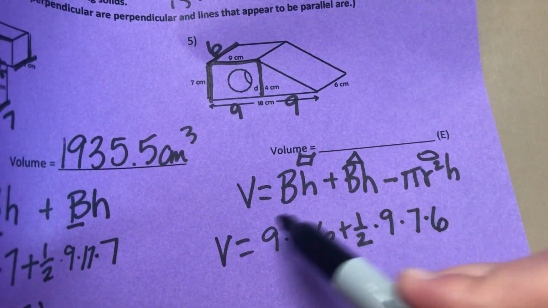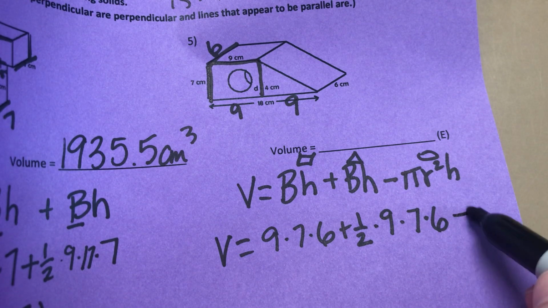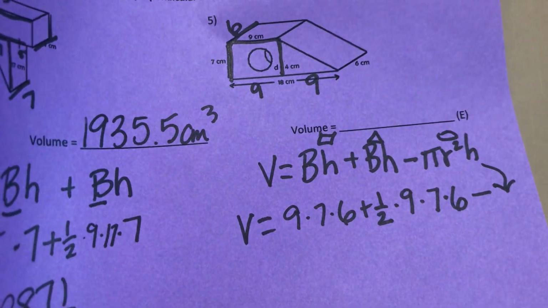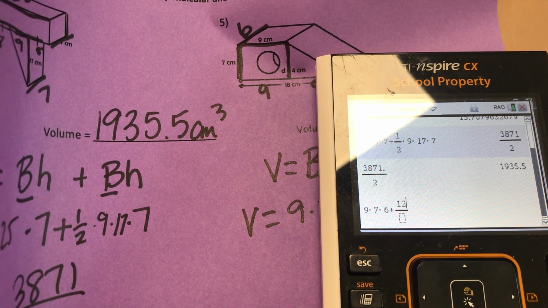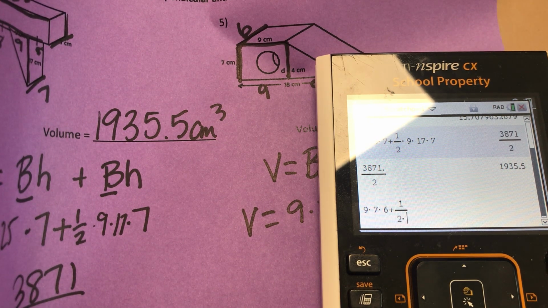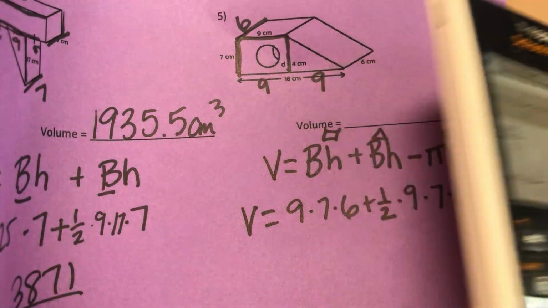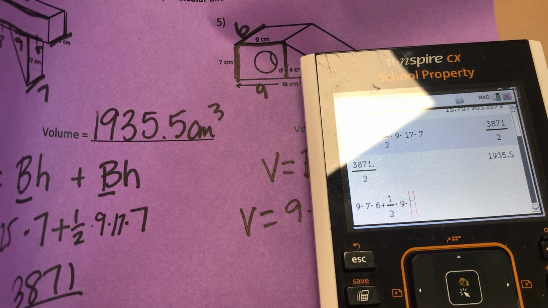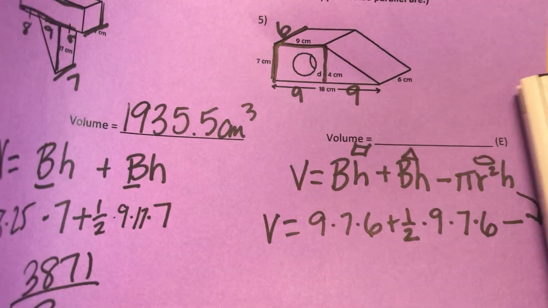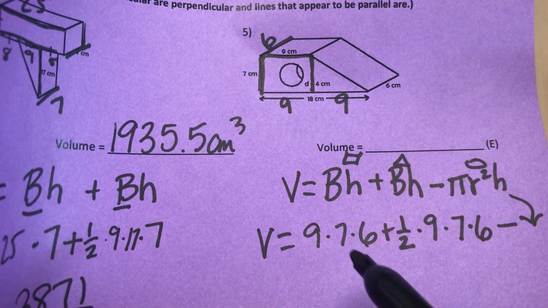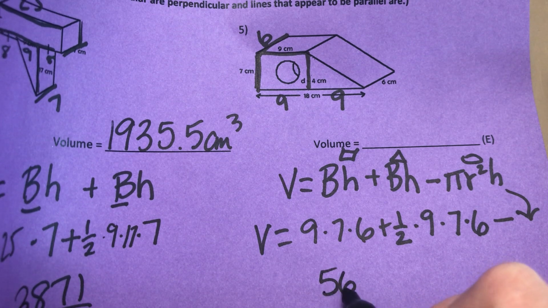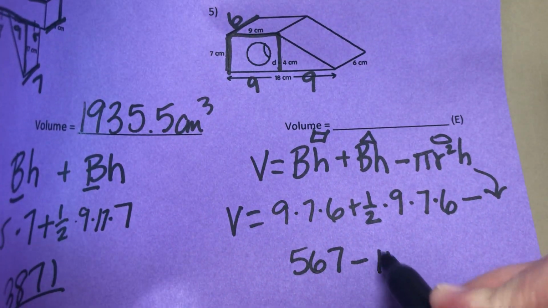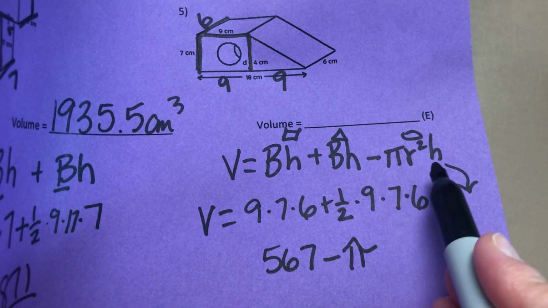Okay. I'm going to do that out just because I'm running out of space, but I still need to subtract the cylinder. So let's just get that volume first right now. So 9 times 7 times 6 plus 1/2 times 9 times 7 times 6. Just so happens that they were almost identical shapes. Okay, so 567, but I still need to subtract the cylinder from that, so pi r squared h.